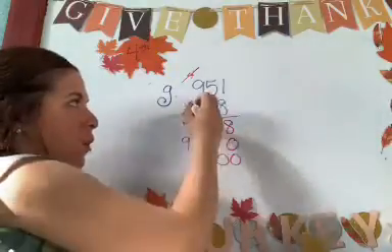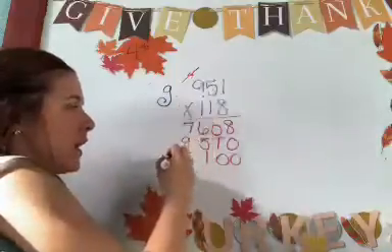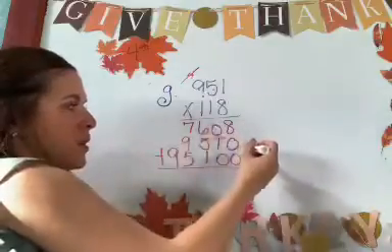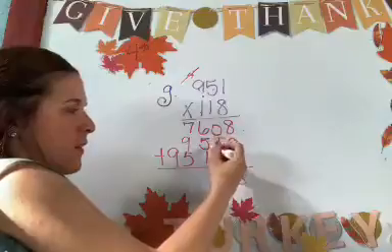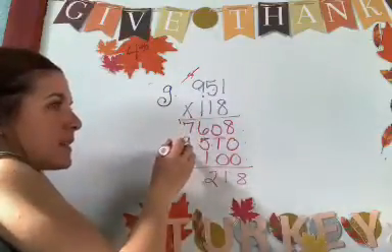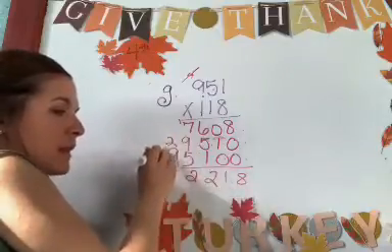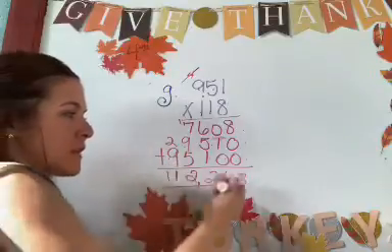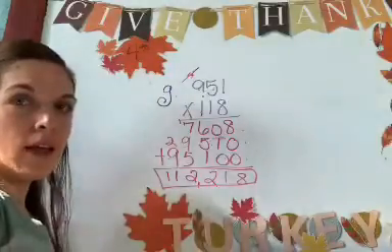1 × 1 = 1. 1 × 5 = 5. 1 × 9 = 9. Okay, here we go, let's add it up. 8 + 0 + 0 = 8. 0 + 1 + 0 = 1. 6 + 5 = 11 + 1 = 12. 1 + 7 = 8 + 9 = 17 + 5 = 22. 2 + 9 = 11. You have 112,218. Okay? If you still don't understand, that's okay.